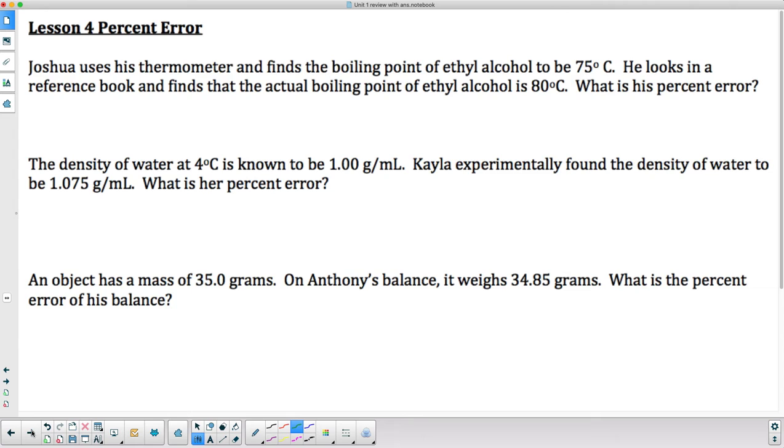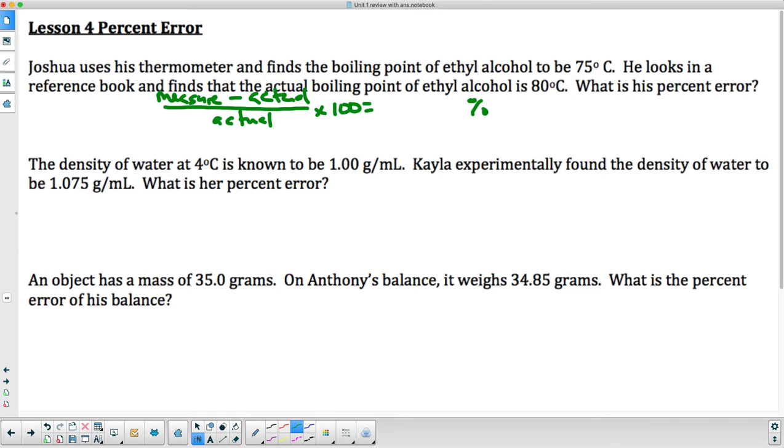This is the percent error. Percent error works very much like this. We take our measured value, subtract it from the actual value. After you subtract, I divide by the actual value and I multiply by 100, and that will give us the percent error. So what does this look like when we use the problem here?